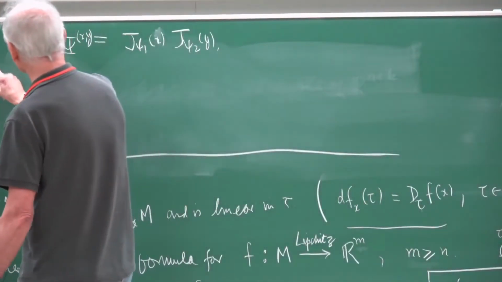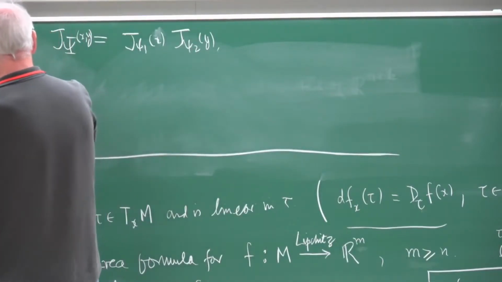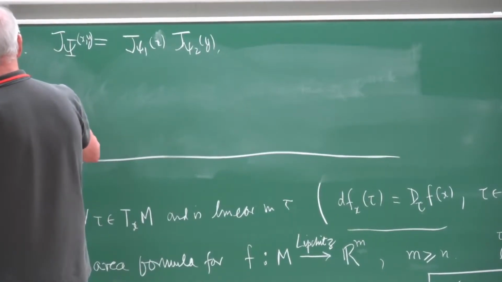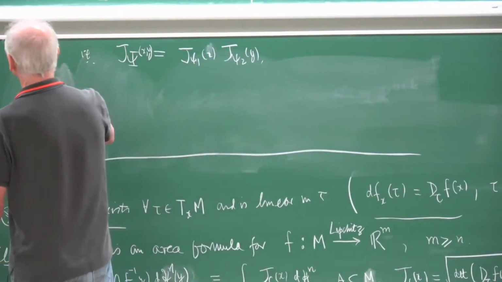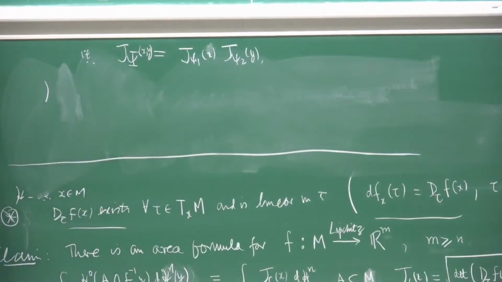So now we want to compute the integral of A1 cross A2, the n-dimensional measure, sorry, this is n_j, j equals 1, 2.